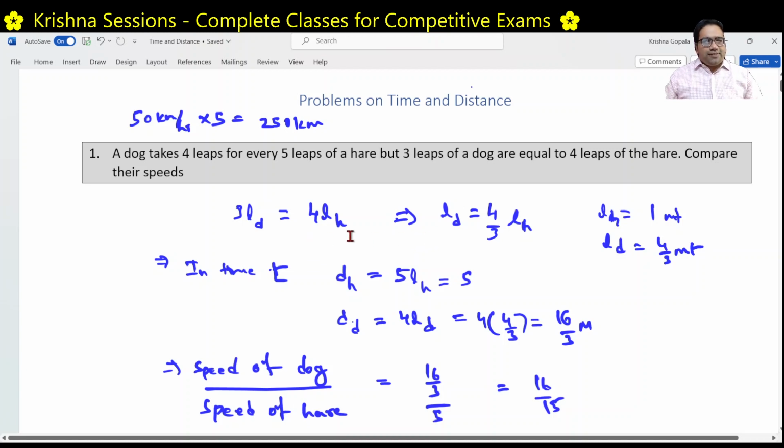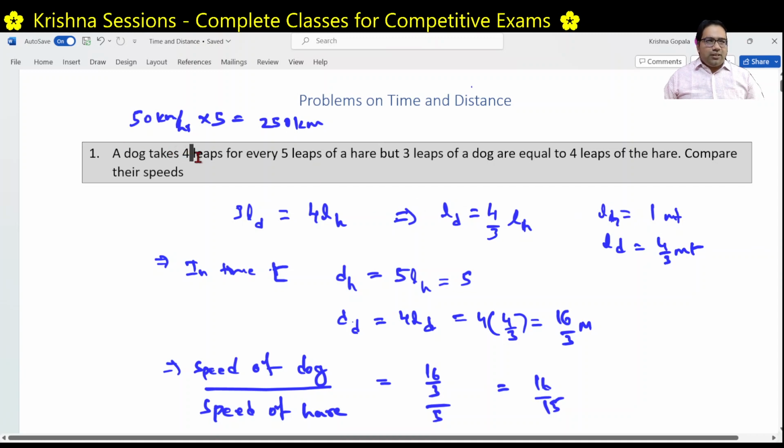So what does that mean? Each leap of the dog is equal to 4 by 3 times the leap of the hare. If a hare can jump 1 meter, then the dog can jump 4 by 3 into 1, which is 4 by 3 meters. The dog's leap is bigger. Now, he is saying one more thing.